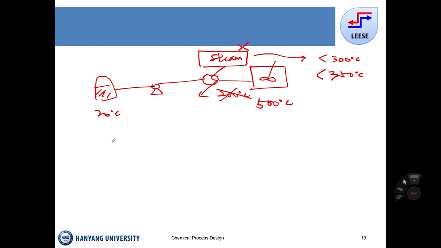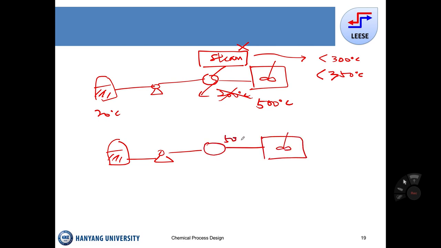So then we want to change that from 20 degrees C to 500. Then what shall I do?